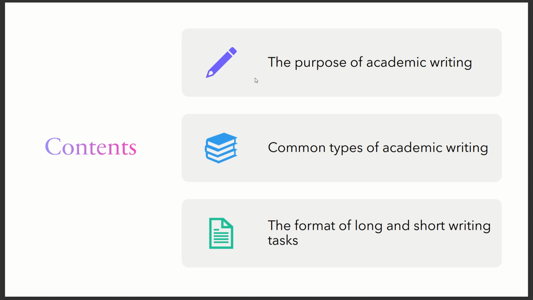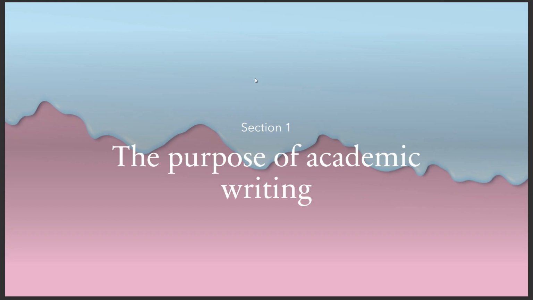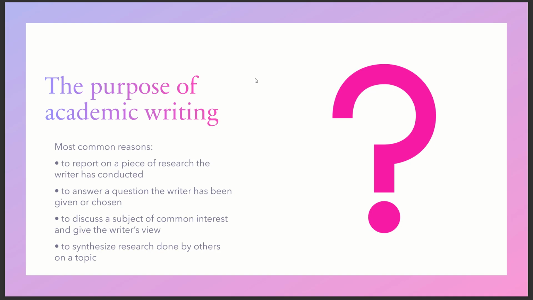One is the purpose of academic writing. Second, once we're done with that, of course, we will go to the second section, which is the common types of academic writing. And third section is going to focus on the format or the structure of long and short writing tasks. Section 1, the purpose of academic writing.